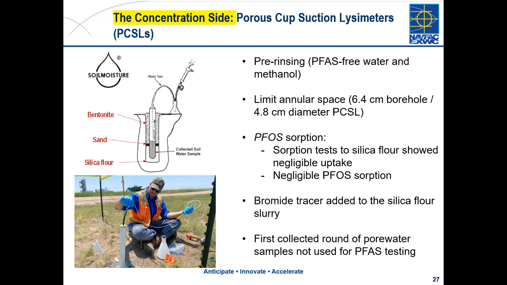We like to add a bromide tracer to our silica flour. We do an initial pre-purge of the sample to get some of that non-native water out of the silica flour pack, which is poured in there like a thick pancake batter mix. To make sure we're not getting a dilution effect, we put a bromide tracer in there, and that has served us pretty well, especially to ensure when we're getting real soil pore water. So let's go to slide 28.